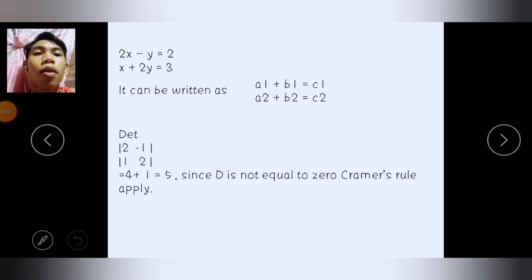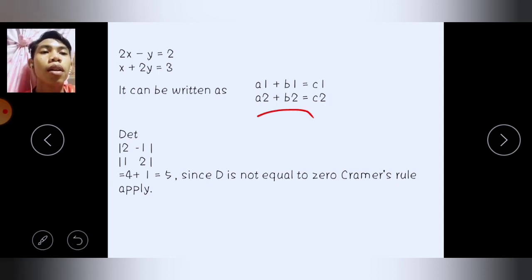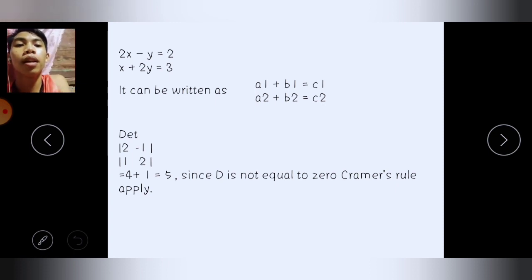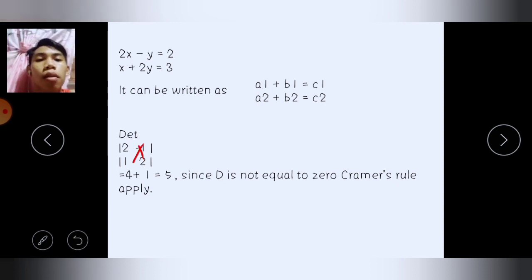Next example, we have the equation of 2x minus y equal to 2, then x plus 2y is equal to 3. So it can be written as a1 x plus b1 y equal to c1, then a2 x plus b2 y is equal to c2. So first, always get the determinant. Always remember that always get the determinant before solving with Cramer's rule.